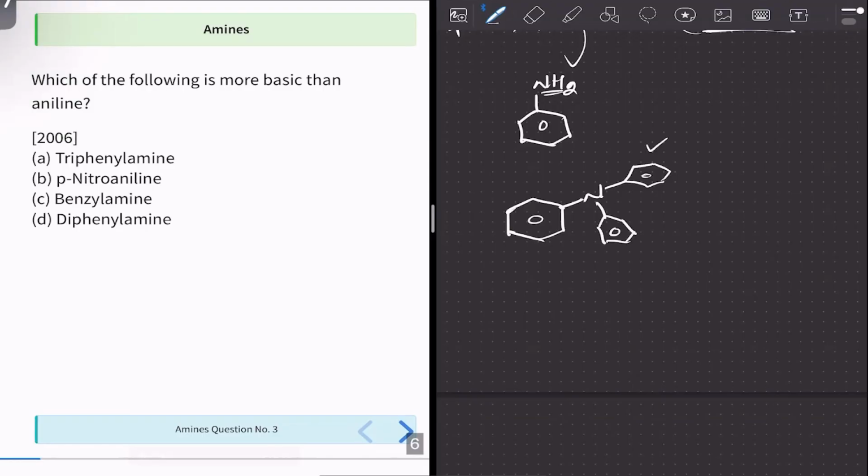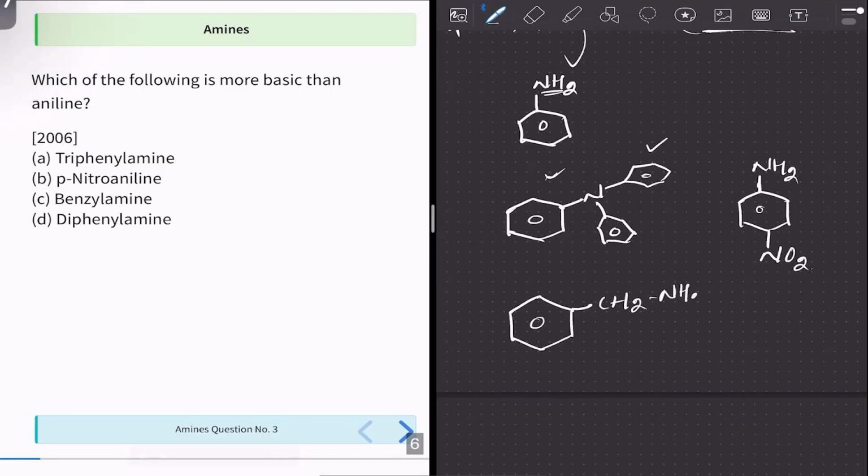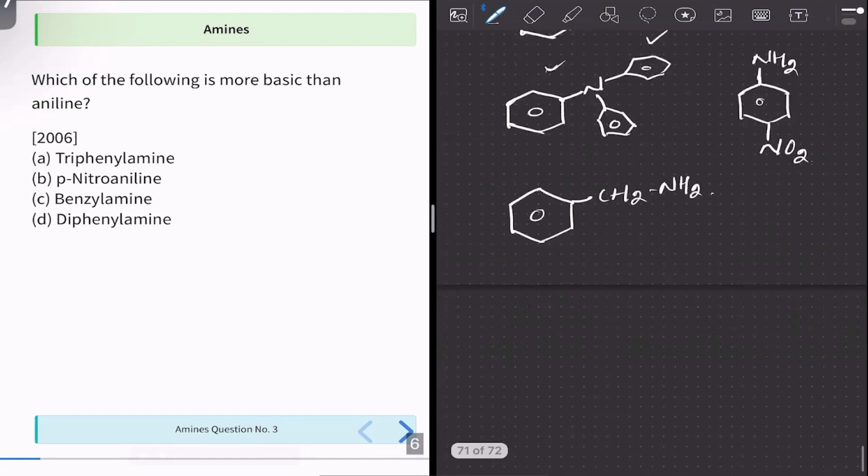All the benzene rings should be the same size, but I drew different sizes. Never mind. Then para-nitroaniline, that is aniline with a nitro group on the para position. Benzylamine. Diphenylamine.